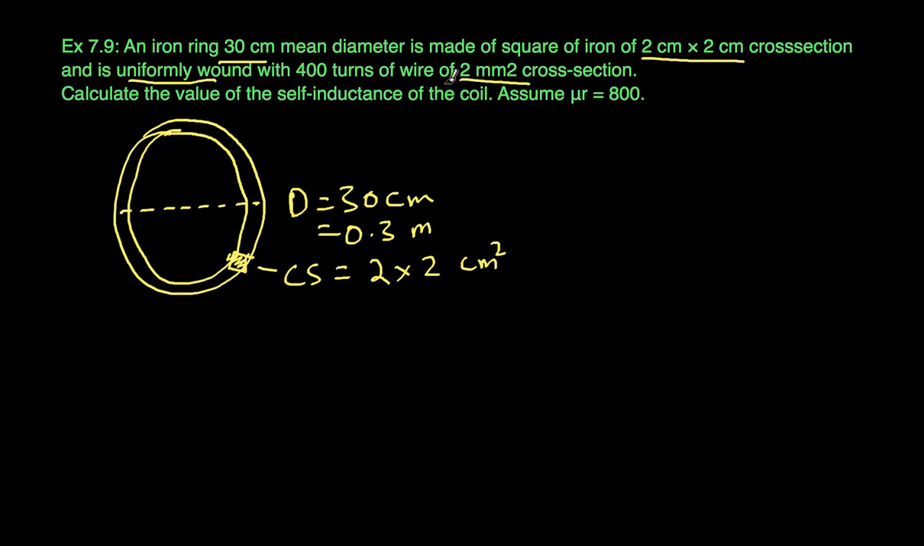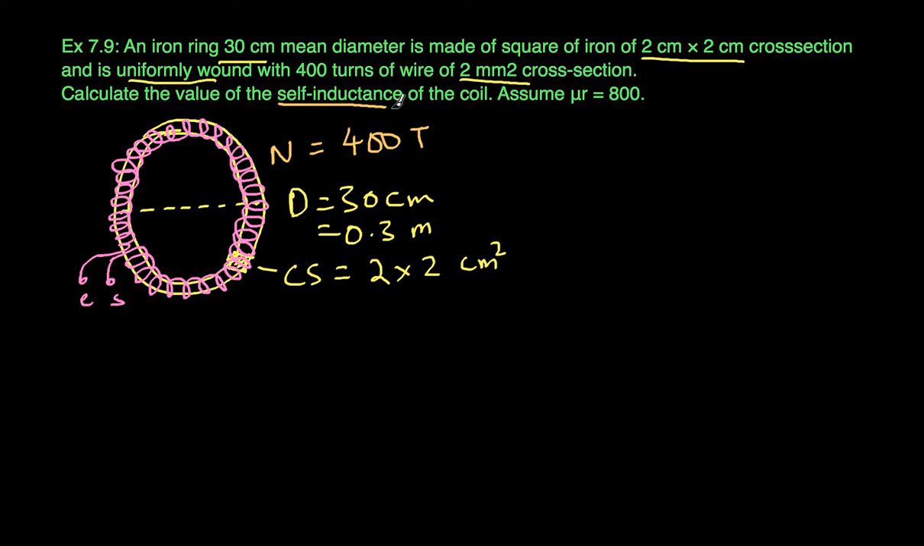The wire has a 2 mm square cross section, but the cross section of the wire is not relevant here. So I'll just show the entire winding. Let's say the winding starts like this, and then keeps on going across the coil like this. This is the starting and this is the ending of the coil. So this is my winding. What is the number of turns? The number of turns is nothing but 400 turns.